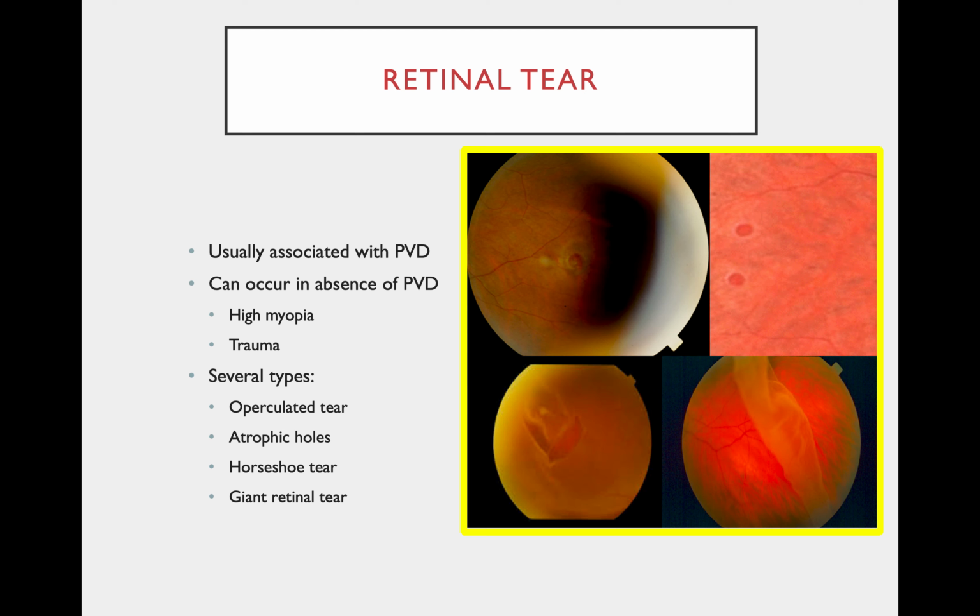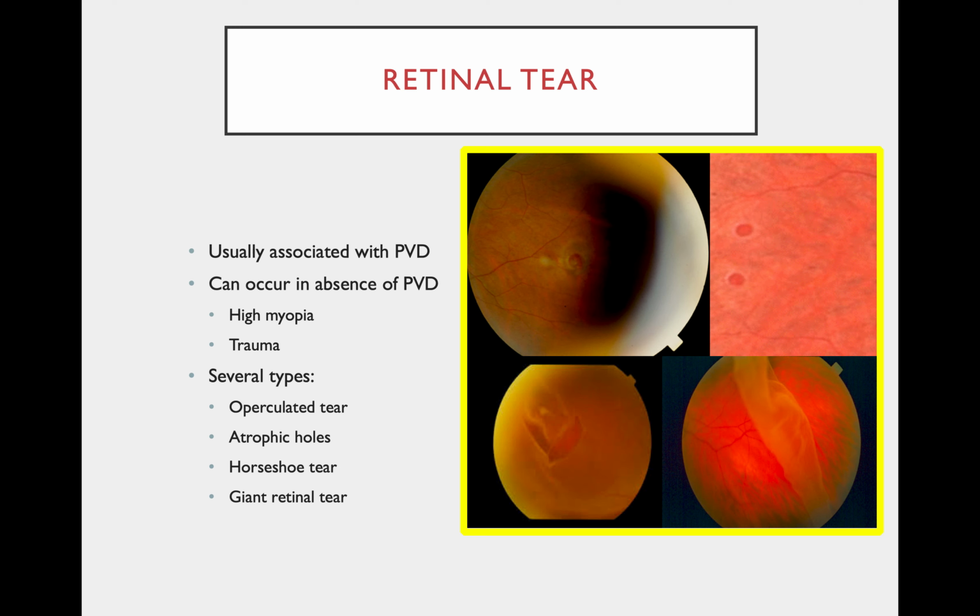The top left picture is showing an operculated tear. You see it's a round tear. This one's got some pigment around it, which tells you that it's been there a while. And overlying the tear, you see this tissue. That's actually the portion of retina that has separated. And this is actually a low-risk tear.